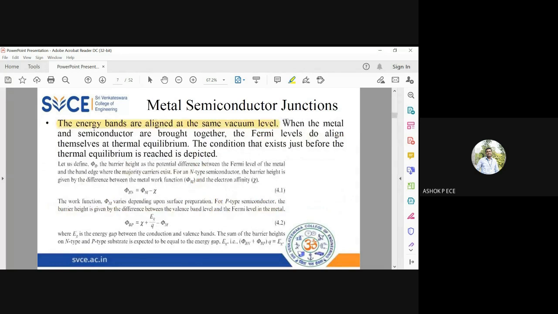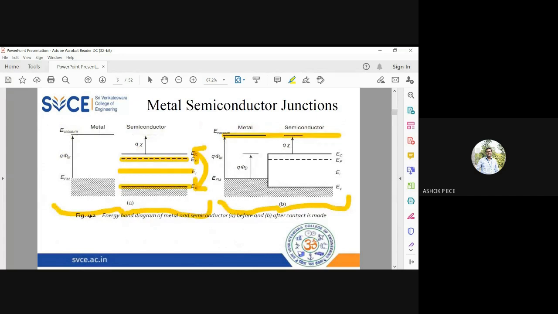When the metal and semiconductor regions are brought together, the Fermi levels align themselves at thermal equilibrium. The condition that exists just before thermal equilibrium is depicted. So before equilibrium you have this condition, and after equilibrium you have this condition. This is the Fermi level of metal, and this is the Fermi level of the N-type semiconductor. After you join these two and make a contact, you can see that the Fermi levels are getting aligned.